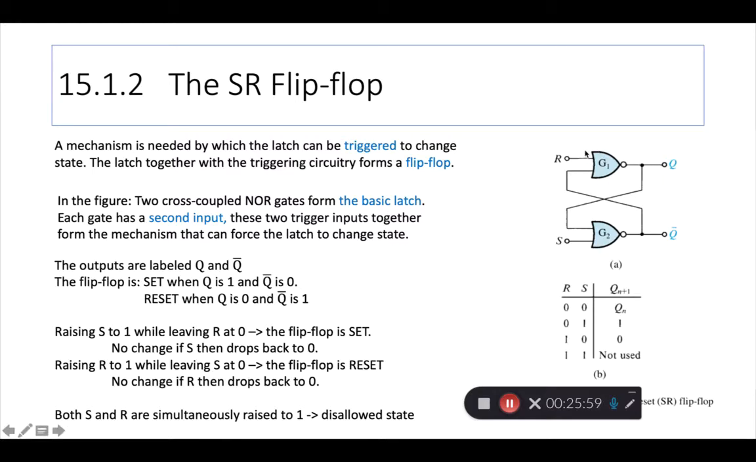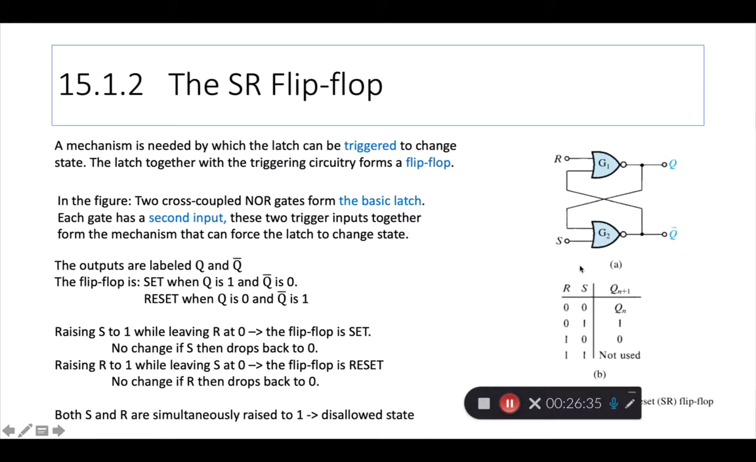And what is the definition of a NOR gate? It requires at least two inputs, and the output is an OR complemented, right? So either R or Q bar goes through G1, and the output is the complement of R or Q bar. Similarly, this output is the complement of S or Q. And then there's the cross coupling for the latch.